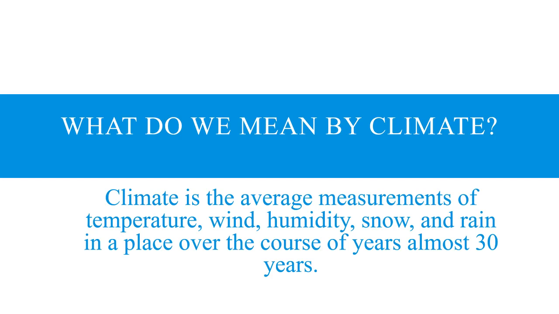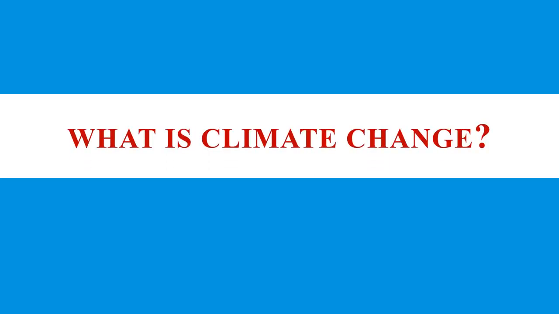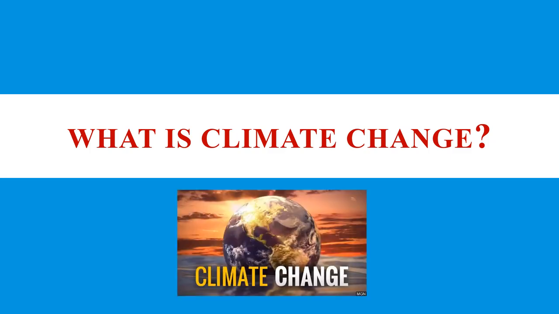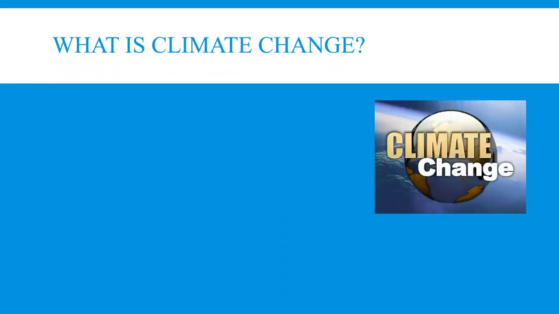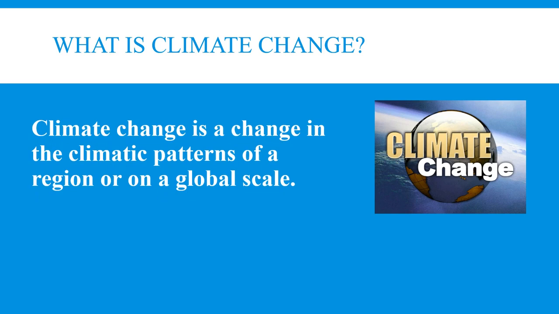What is climate change? If climate is the average measurements of temperature, wind, humidity, snow, and rain in a place over the course of years, almost 30 years or more, then what does climate change mean? Here an important and additional word is change. So, dear students, what is climate change? Climate change is a change in the climatic patterns of a region or on a global scale. So, change in the climatic pattern is climate change.